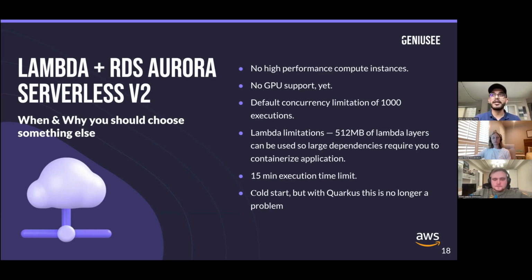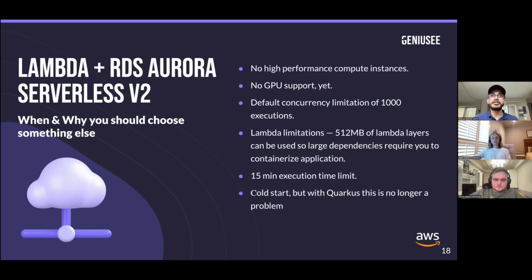One hard limitation of Lambda is in Lambda layers. For those who aren't aware, Lambda layers is a feature of Lambda functions that lets you preload some dependencies and libraries, but there's a restriction that you can only have up to 512 MB of those dependencies preloaded. If you want to do more than that, there is the option of containerizing your whole Lambda function. It is a little more effort and a little more overhead, but that is one limitation to be aware of.